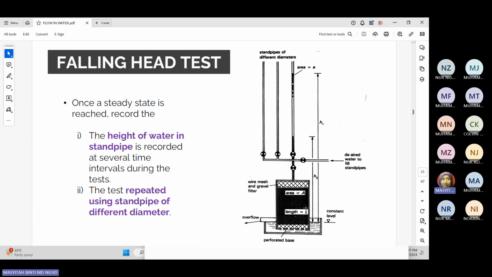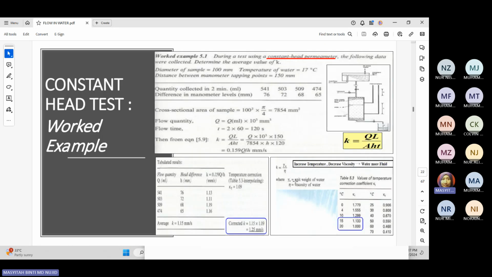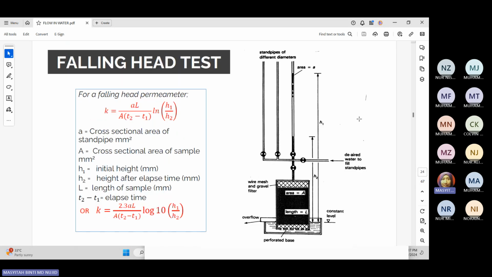Remember again, sampel yang duduk dalam kita punya apparatus setting ni dia terdiri daripada silt ataupun clay, because falling head test dia nak measure permeability for fine grain. Tetapi constant head test, kalau you look at the sample here, dia adalah coarse grain. So kena tahulah perbezaan dia macam mana. Okay, untuk falling head test, this is the formula. So dia pakai ln H1 over H2. So what is the H1, H2 and etc.